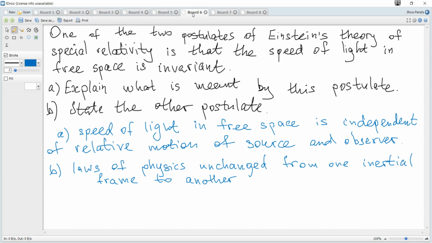One of the two postulates of Einstein's theory of special relativity is that the speed of light in free space is invariant. Explain what is meant by this postulate. The speed of light in free space is independent of relative motion of source and observer. B. State the other postulate. The laws of physics are unchanged from one inertial frame to another.